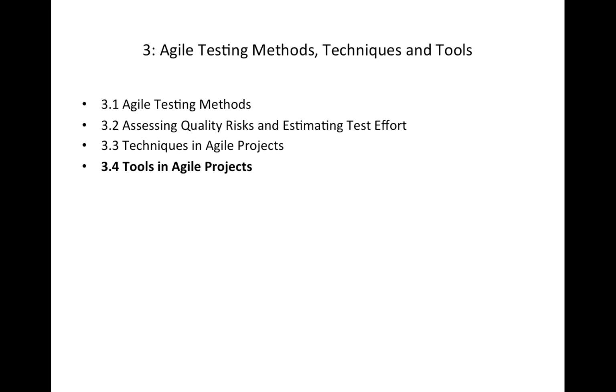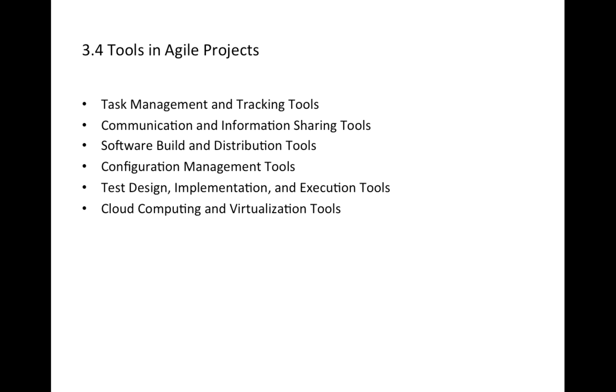Now, the last bit, which is the tools in agile projects. Tools described in the foundation level syllabus could be relevant to the testers and agile teams. They are all independent. It's a big area to cover, but let's talk about a few of them. Let's say task management and tracking tools. What are those? In some cases, agile teams use a physical story or task board, like a whiteboard, to manage and track user stories, tests, and other tasks throughout each sprint.